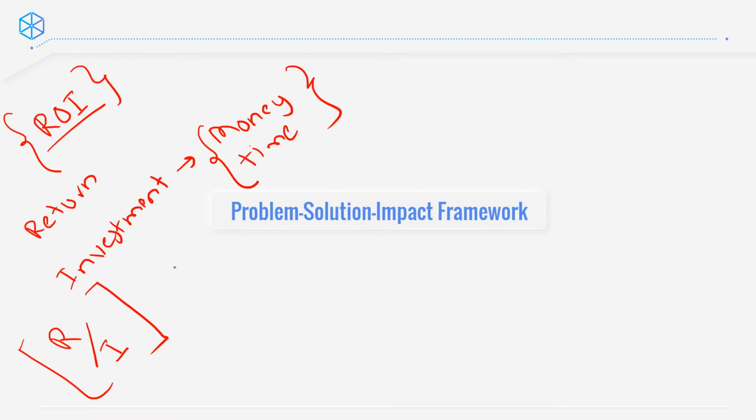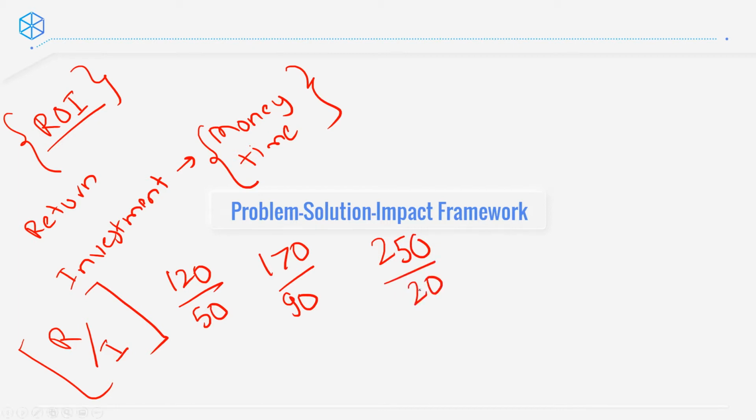So if one investment gives me, let's say, $120 out of 50, another gives me $170 but needs 90, and another gives me 250 but only needs, let's say, 20. These are different investments, but when we calculate this fraction, we get a uniform number we can use to compare them with each other and decide which investment leads to the most returns. This is how we think in finance.